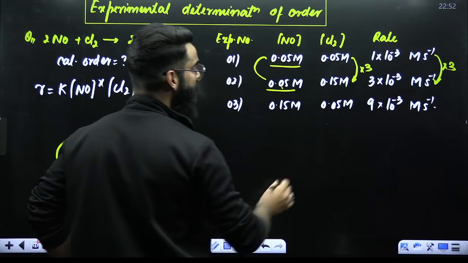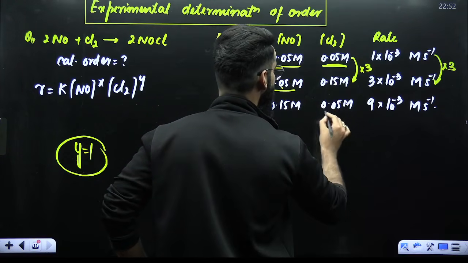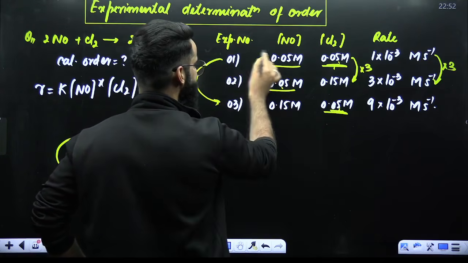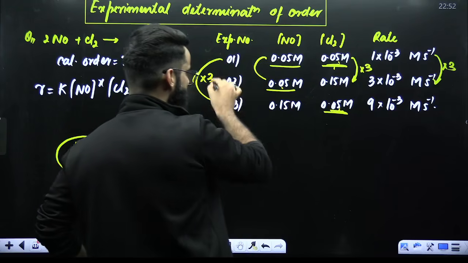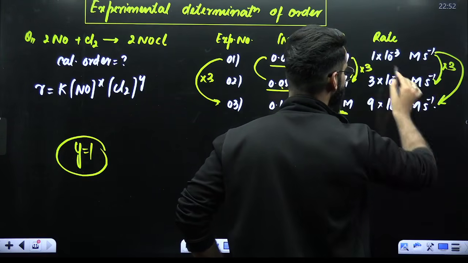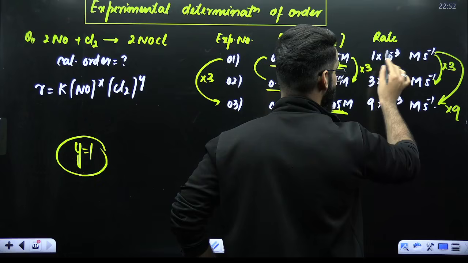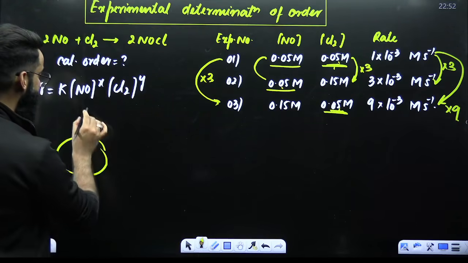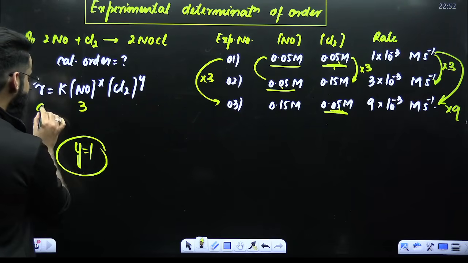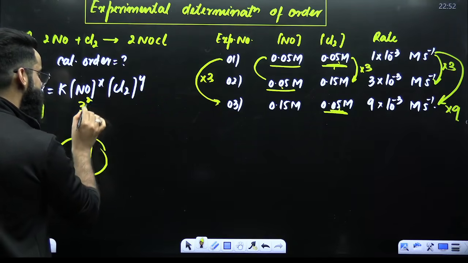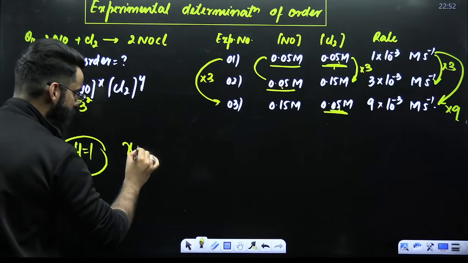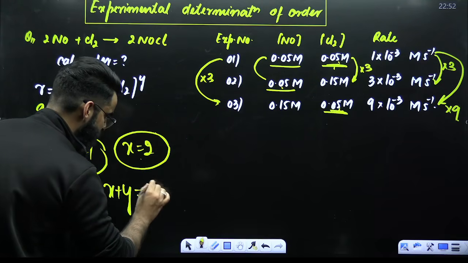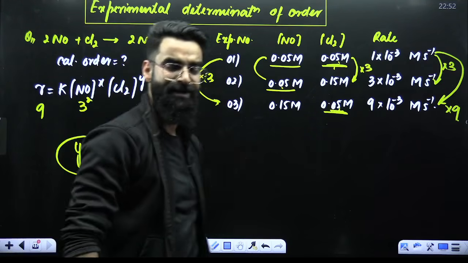Now, if you look at experiment number 1 and experiment number 3, the Cl2 concentration is kept the same. What is happening to the concentration of NO? The concentration of NO is increasing 3 times. And what is happening to the rate? Rate is increasing 9 times. Initially, it was 1 × 10⁻³. Now it is 9 × 10⁻³. So on increasing the concentration of NO 3 times, rate is becoming 9 times, which is only possible if the power here comes out to be 2, then only 3 squared comes out to be 9. So you are getting the X value here as 2. If you got the Y, you got the X. The overall order of the reaction is X plus Y. That means the overall order of the reaction is going to be 3 over here.